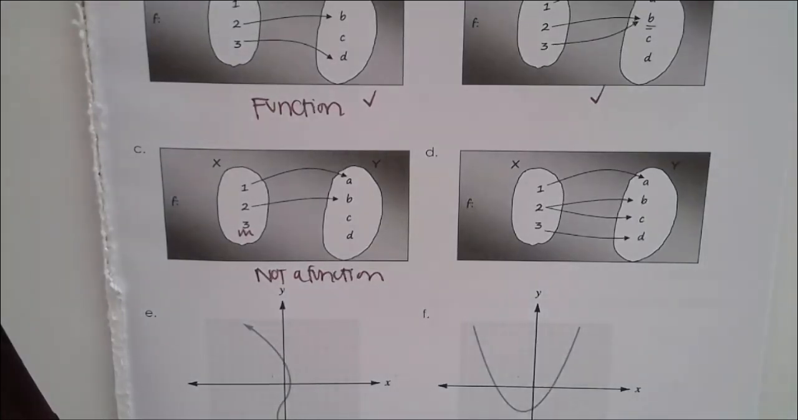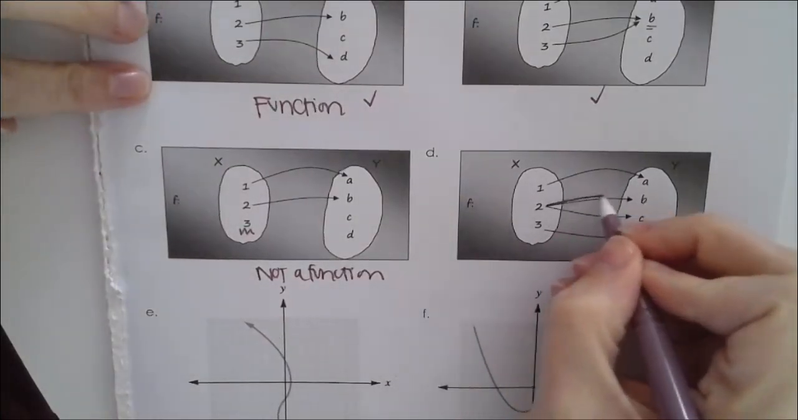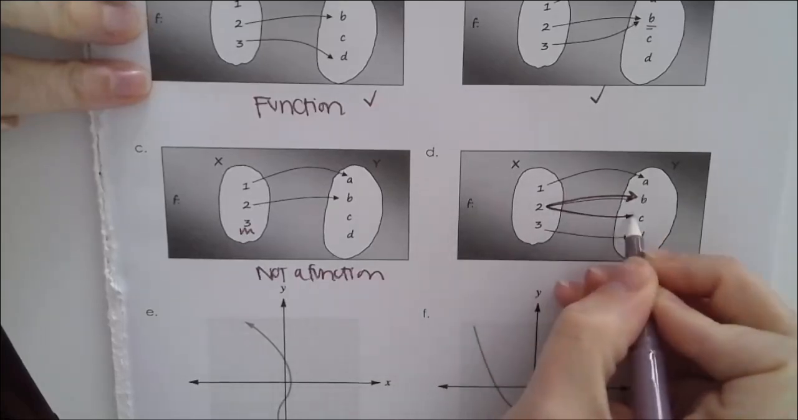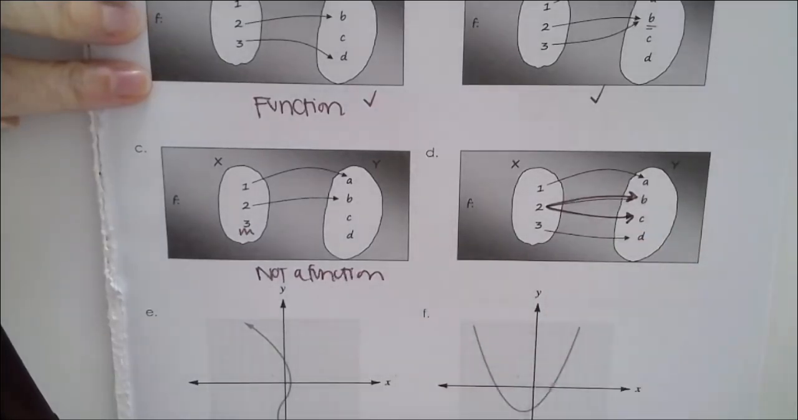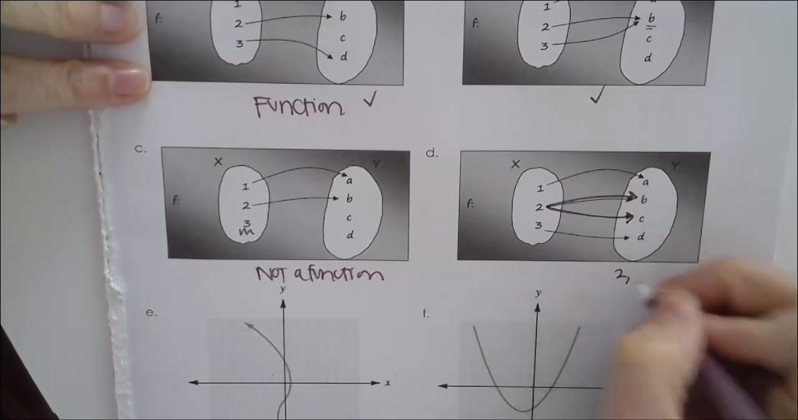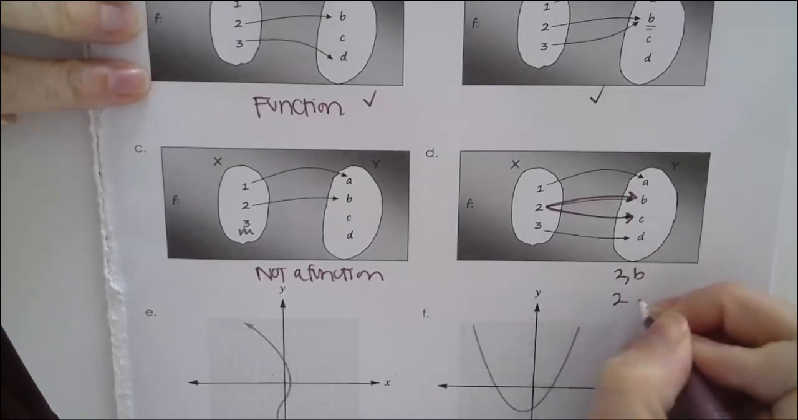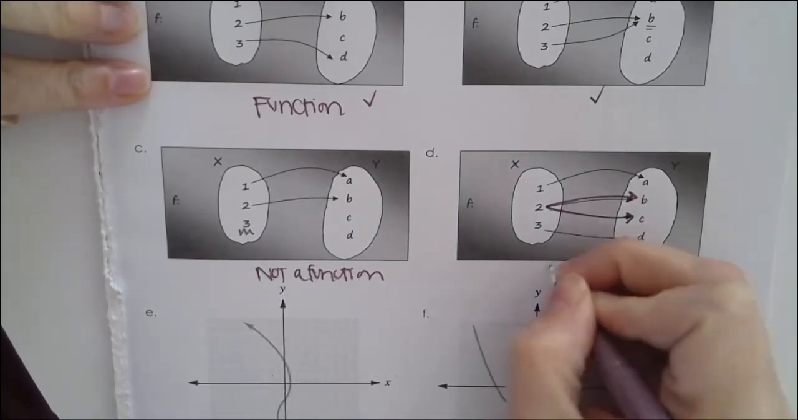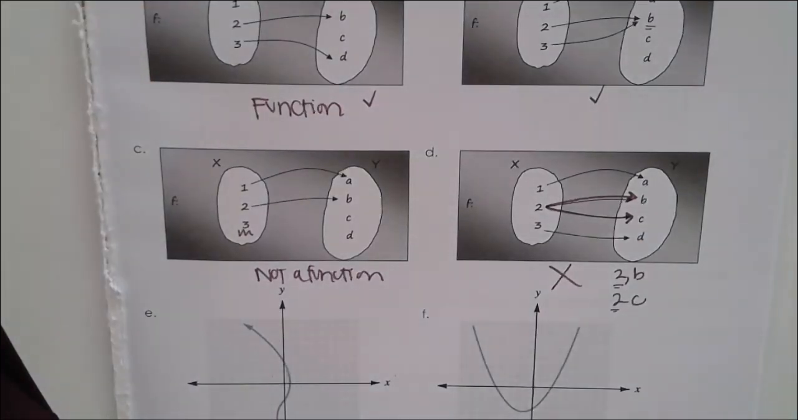This one right here on D, we see that 2 is mapped to B and C. So that means we would repeat 2. We would have an ordered pair if we wrote it as 2 comma B and 2 comma C. 2 repeats. So this is not a function.